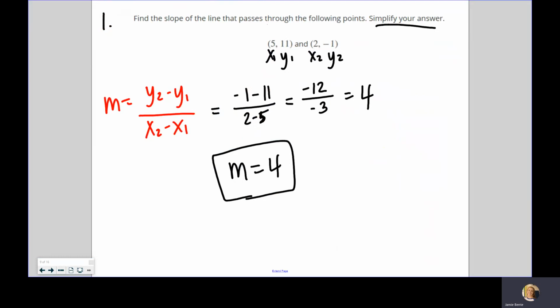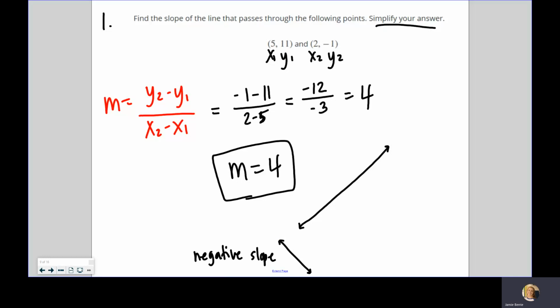Right, so our slope here is 4. Here we have a positive slope. And when you have a positive slope, that means your line is going to increase. It's going to rise up from left to right. If you have a negative slope, your line goes down. It falls from left to right. But a positive slope rises from left to right.